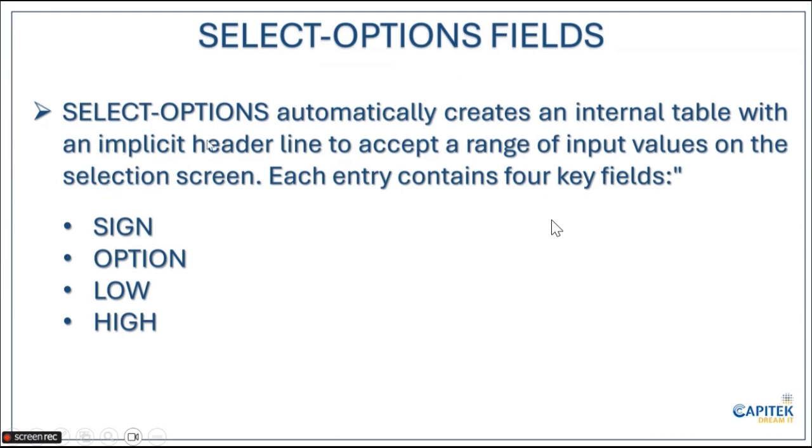It means these are the four fields which are part of the internal table created for that select options. Okay, let us see how we make use of the sign, option, low, and high. Remember there will be four fields, and these fields are by default created as and when you declare the statement to select options for that respective field.